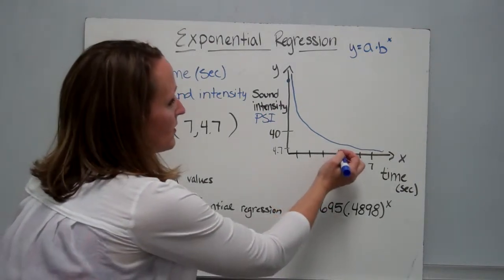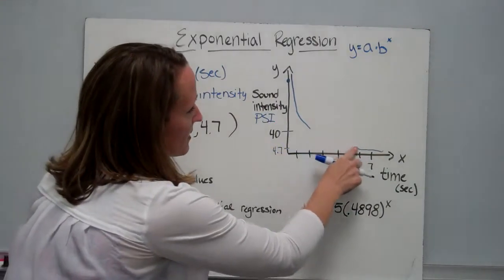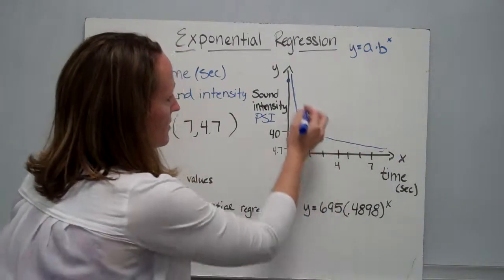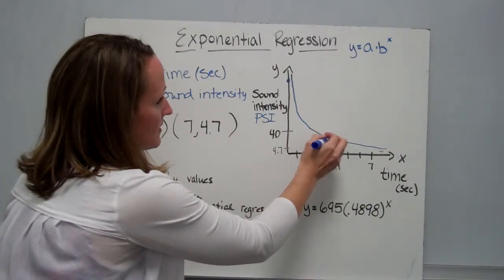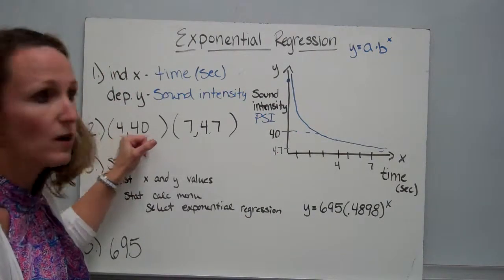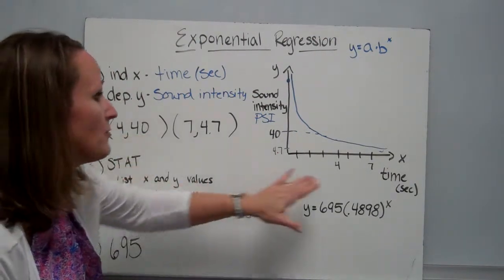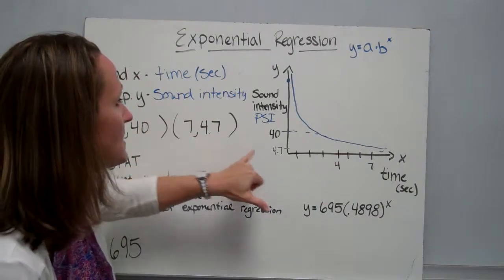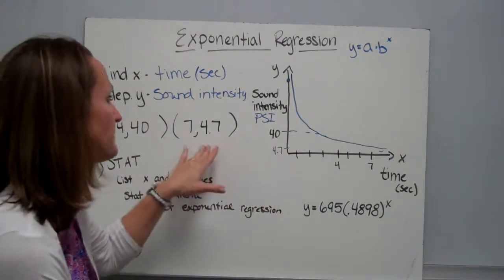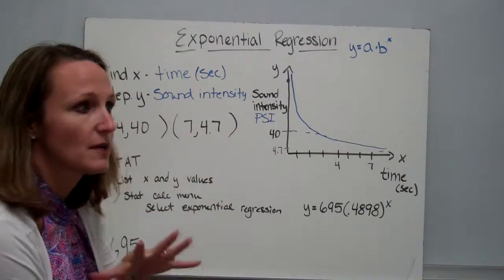So if you're over at 4, and I kind of drew mine off just a little bit, we'll redraw it to make it better. If you're over at 4, your sound intensity is up around 40. So that would make one ordered pair be 4, 40. And then when you're out here at 7, your sound intensity is here at 4.7. So that makes this your second ordered pair.